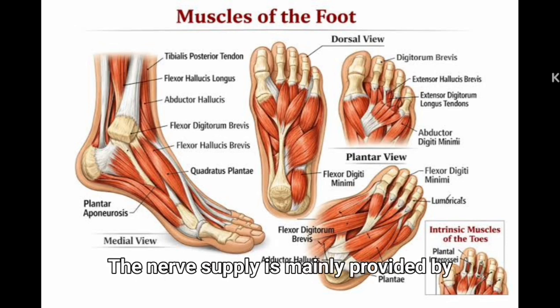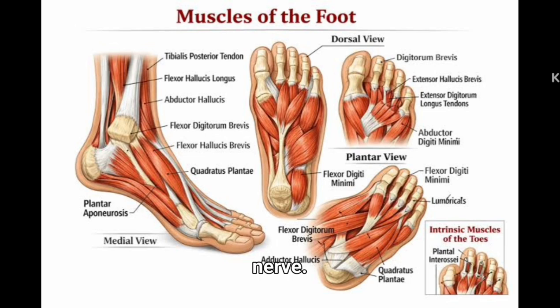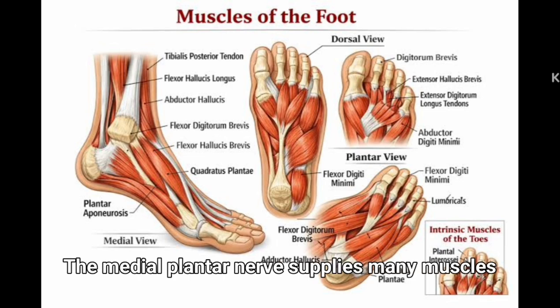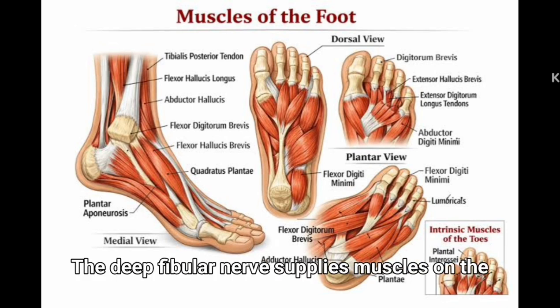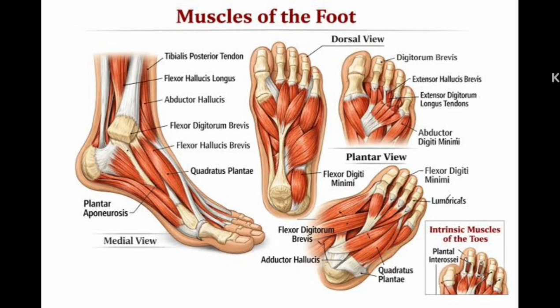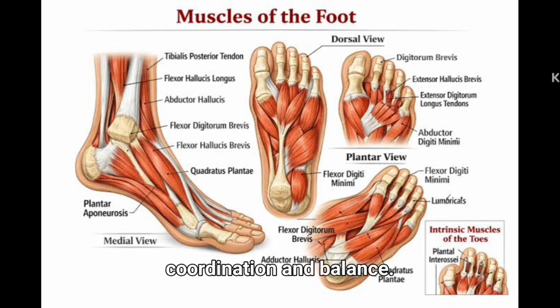The nerve supply is mainly provided by branches of the tibial nerve and the common fibular nerve. The medial plantar nerve supplies many muscles controlling the big toe. The lateral plantar nerve supplies most of the remaining intrinsic muscles. The deep fibular nerve supplies muscles on the top of the foot. Healthy nerves are essential for proper muscle coordination and balance.